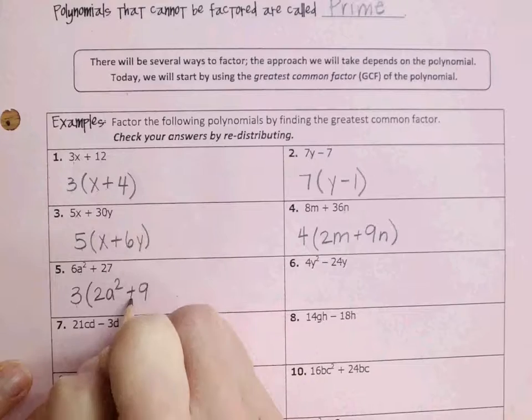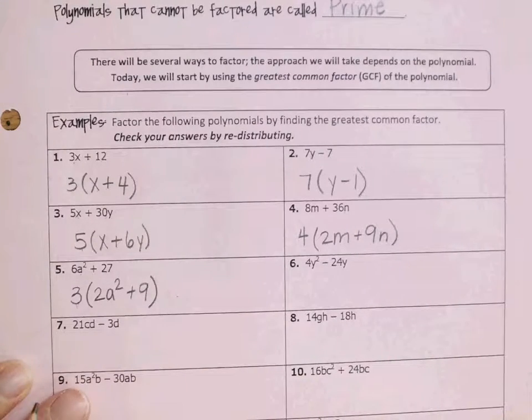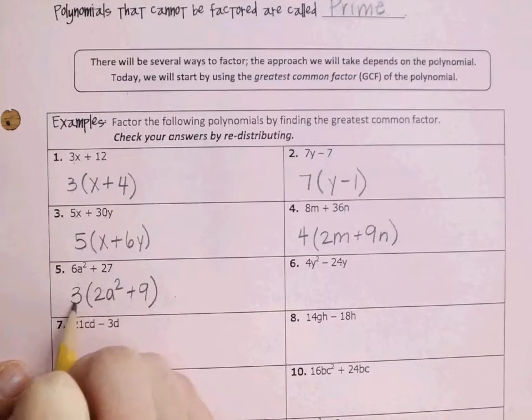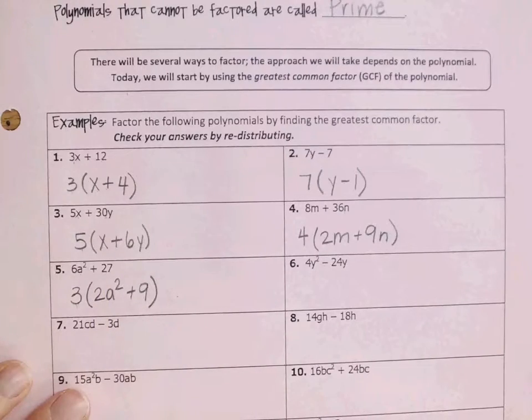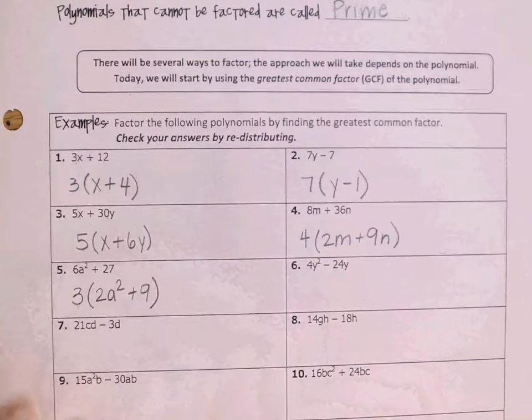So again, make sure you have signs that separate the terms. Redistribute. Make sure you did it correctly. Now for number 6. Number 6 is my first example where I'm going to have to utilize the GCF of variables. This is going to be the largest variable that goes into both terms.